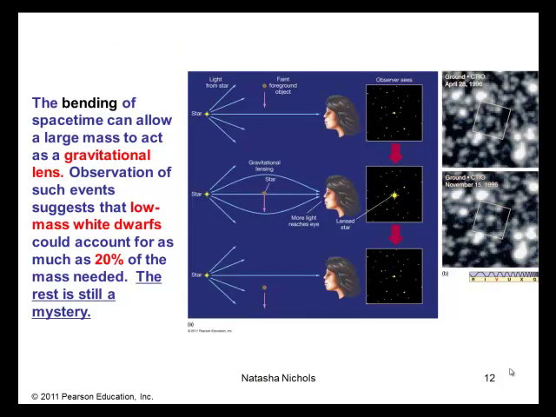The bending of space-time can allow a large mass to act as a gravitational lens. Observation of such events suggests that low-mass white dwarfs could account for as much as 20% of the mass that is needed. The rest is still a mystery.